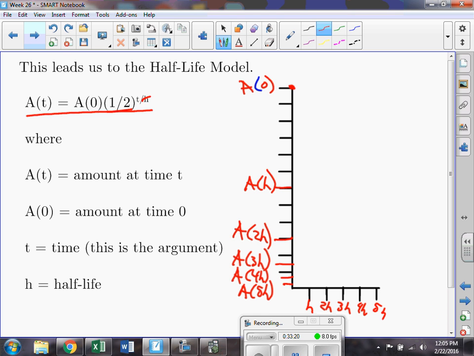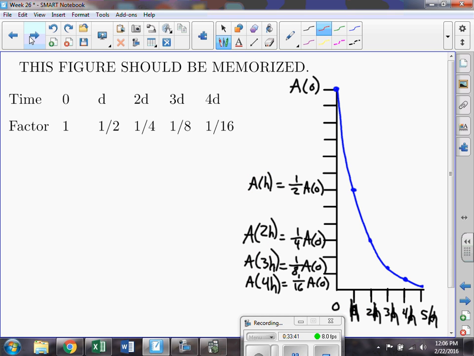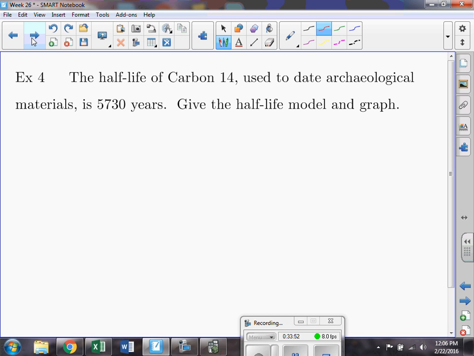Instead of having t over d, it's just t over h. Using a dummy variable, we could have used p instead of a for an amount. The only difference is the fact that we're using 1/2 instead of 2. Graphically, it looks like this. Pause the video, write it down, and now we'll move on.